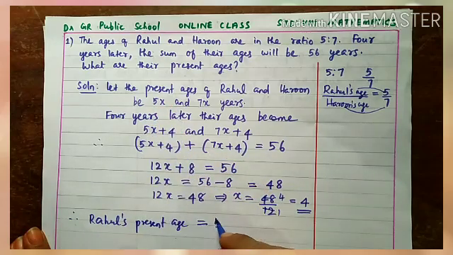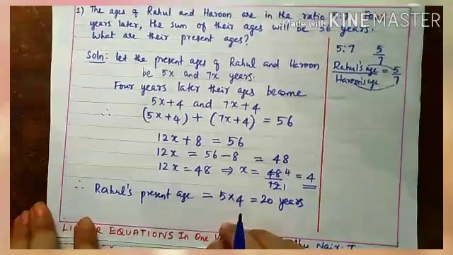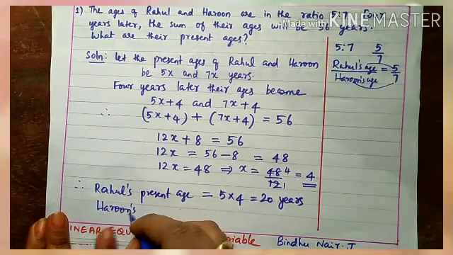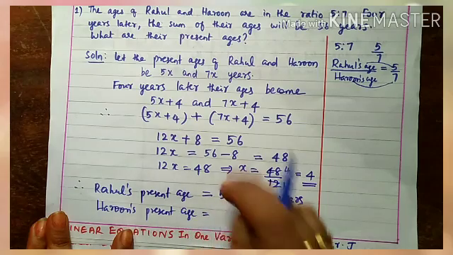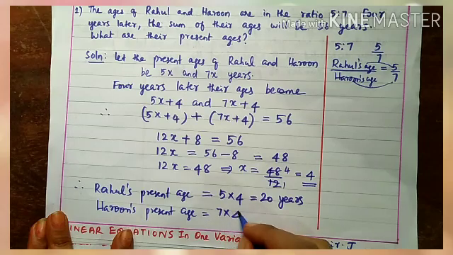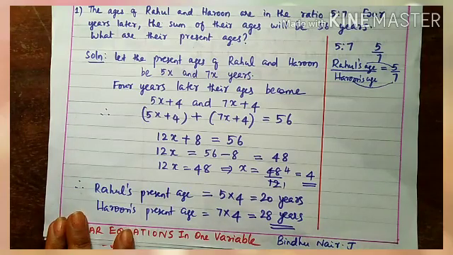So it is 5 into this x value 4. So it becomes 20 years for Rahul. And Harun's present age, we have taken 7x, no? So it becomes 7 into x value 4. What is 7 4s? 28 years. Okay, children. So that is our final answer.